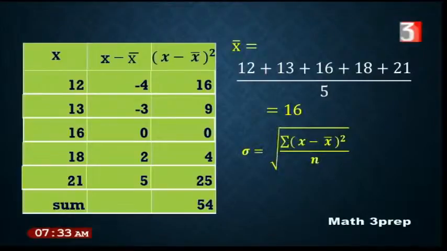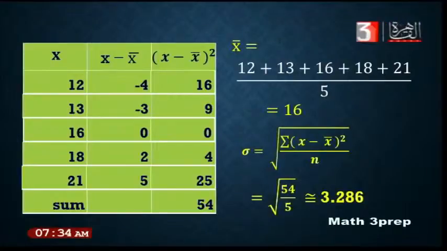Then the standard deviation sigma equals the square root of the summation of x minus x bar all to the power of 2 over n. So it is the square root of 54 over 5, which is approximately equal to 3.286.